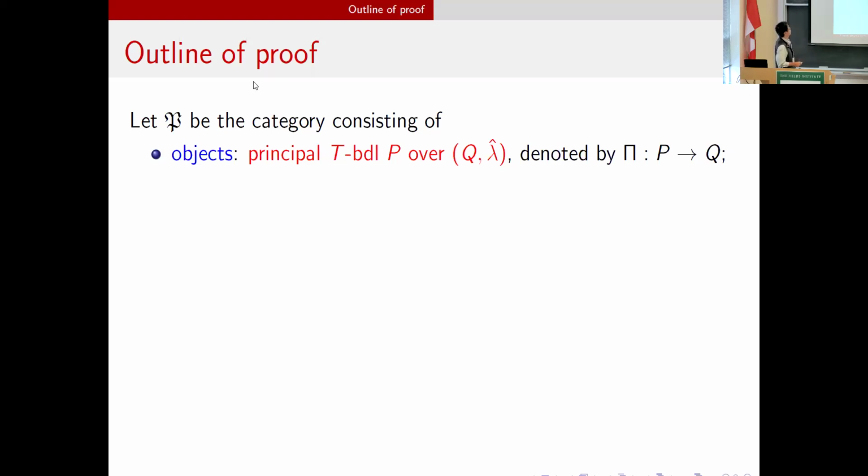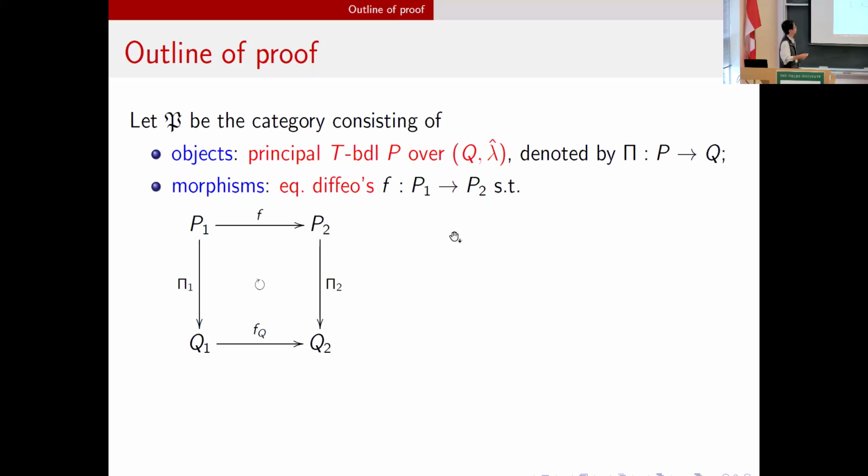To prove the main theorem, we use another category, called the category P. Its objects are principal T-bundles over Q, and we also assume Q admits some unimodular labeling, which we denote by Λ. Its morphisms are, of course, bundle isomorphisms. It means that there exists an equivariant diffeomorphism between P1 and P2 which satisfies the following two conditions.